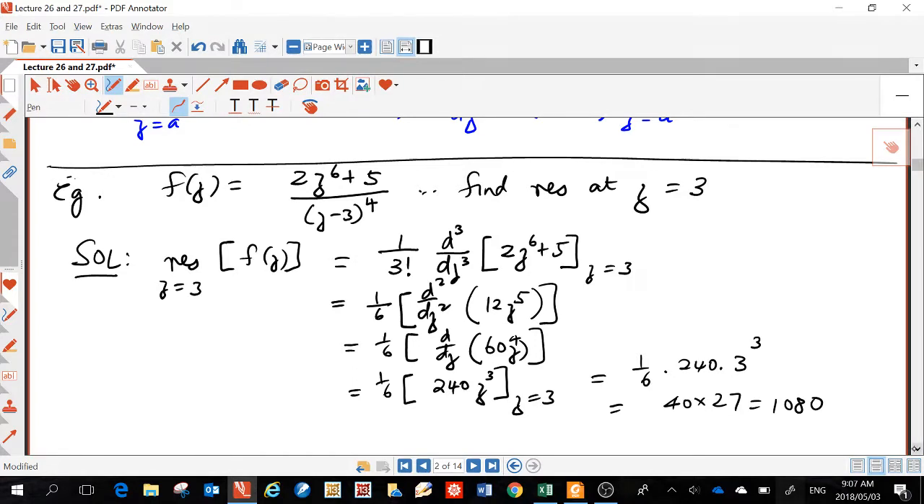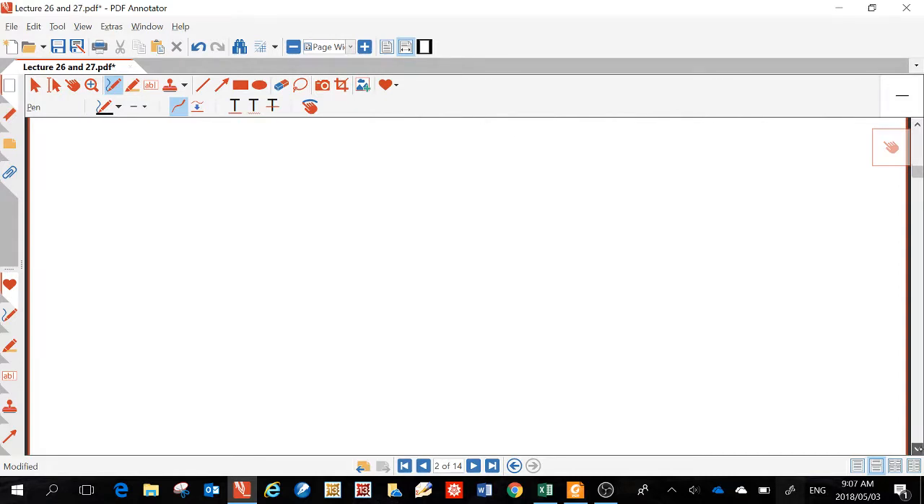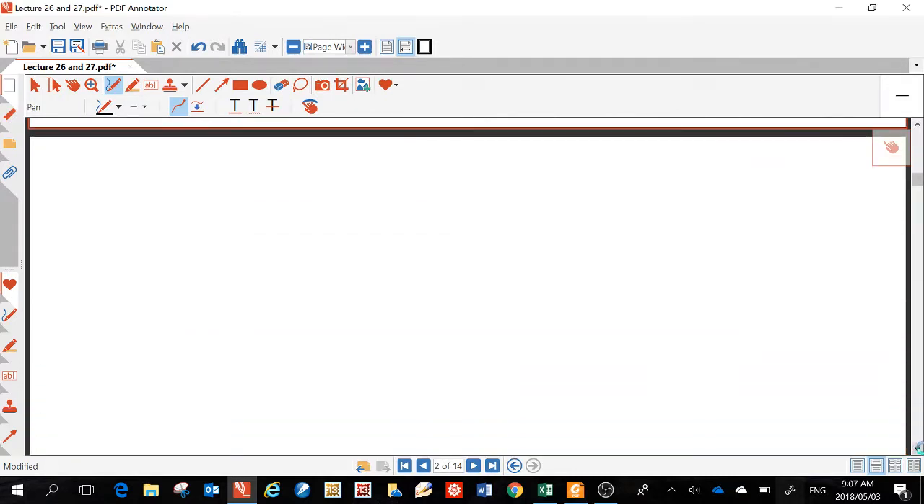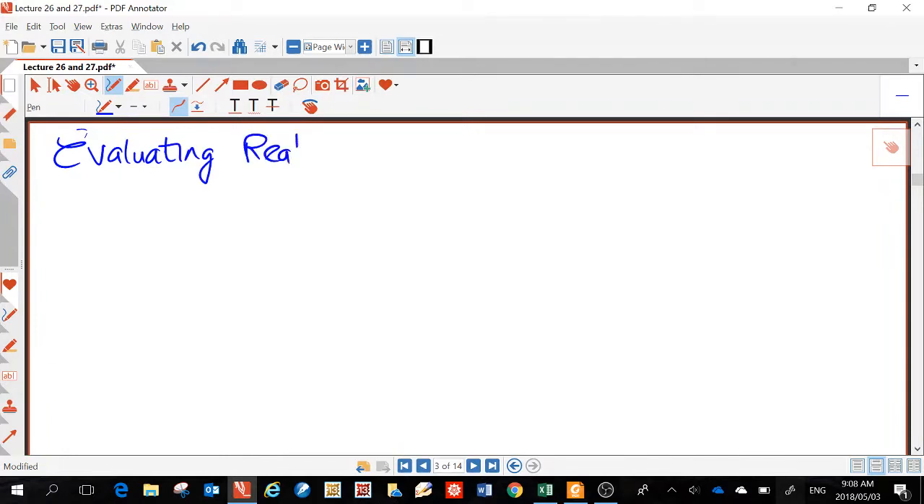Now, let me show you how you can evaluate some real integrals. Let me do this first. I had another nice example. It's very powerful, but let me rather deal with some theoretical aspects first. Evaluating real integrals, real valued integrals. Okay. These would be like rational functions.